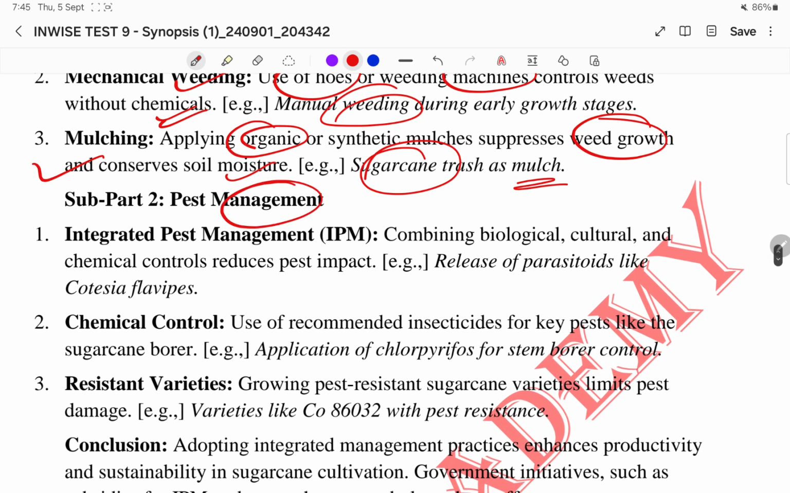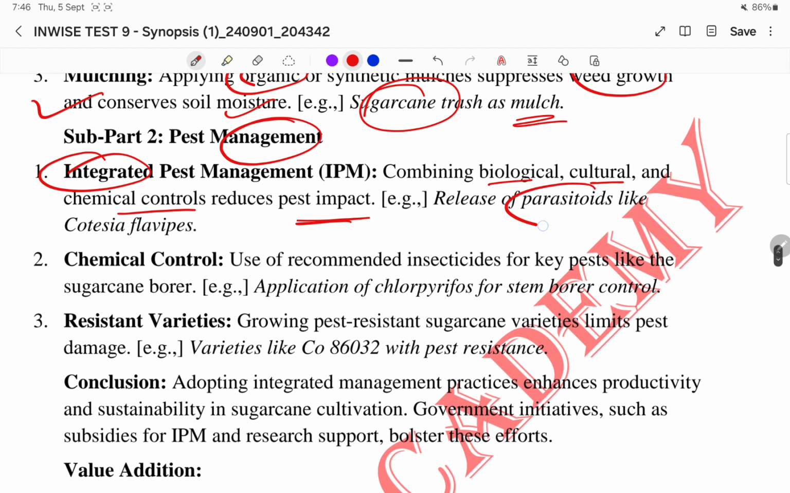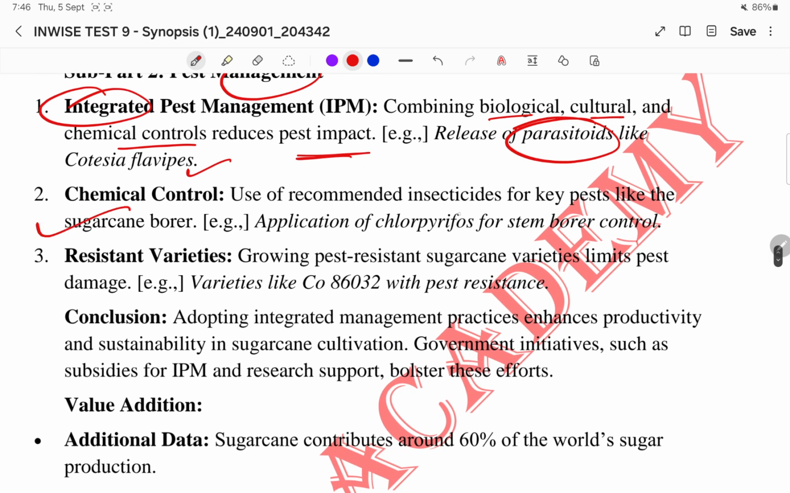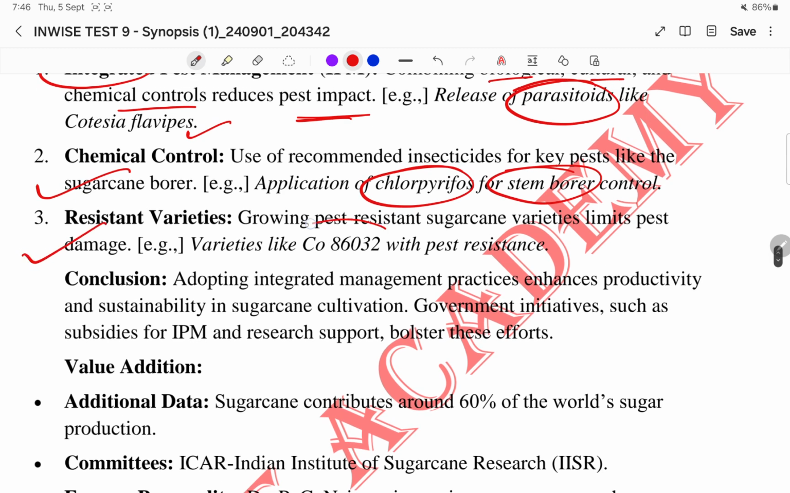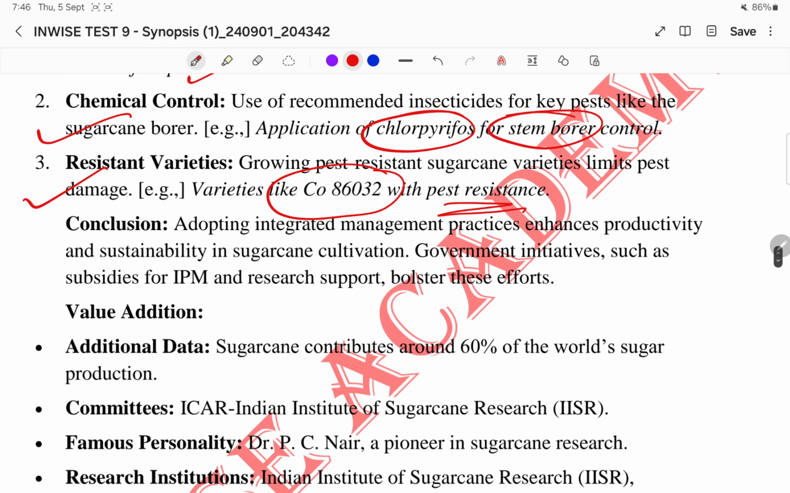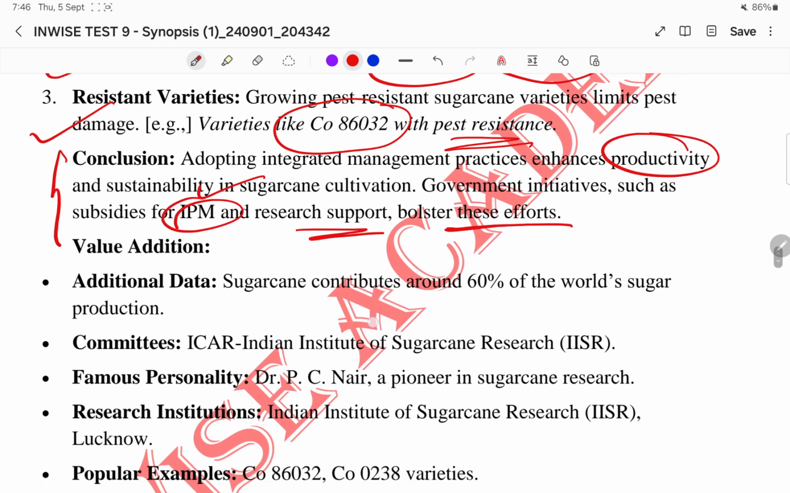Then pest management, I told no, integrated pest management, combining biological, cultural and chemical controls to reduce the pest impact. Release of parasitoids like Cotesia flavipes. Then chemical control, application of chlorpyrifos for the stem borer. Then resistant varieties like Co 86032 with pest resistance. So these are some examples. Come to conclusion, adopting integrated management practices, they enhance the productivity and sustainability in sugarcane cultivation. Government initiatives such as IPM research report, they bolster these efforts.